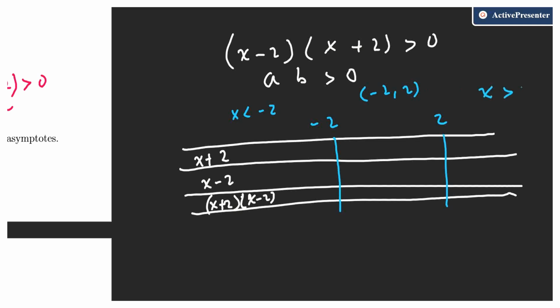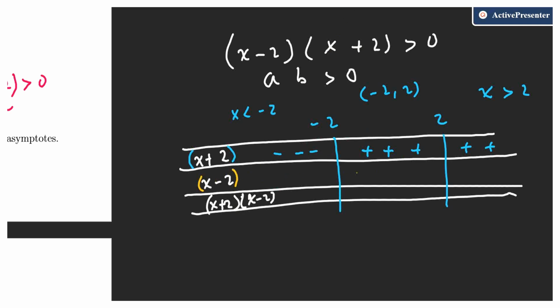So for this expression x plus 2, it will be negative for those numbers which are less than negative 2, and after negative 2 it will be positive. Like for example, if you substitute 0 or negative 1, numbers greater than negative 2, we get positive.